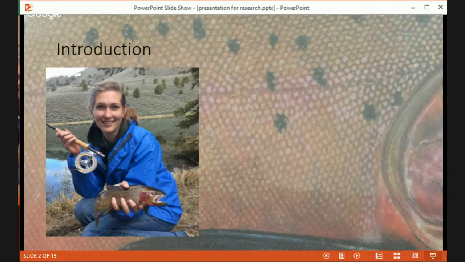So this presentation will include a description of Yellowstone cutthroat trout's characteristics, a description of their geographic distribution, a timeline for their evolution, and two hypotheses regarding the divergence of the Yellowstone cutthroat trout. It also will briefly highlight some threats to sustainable populations.